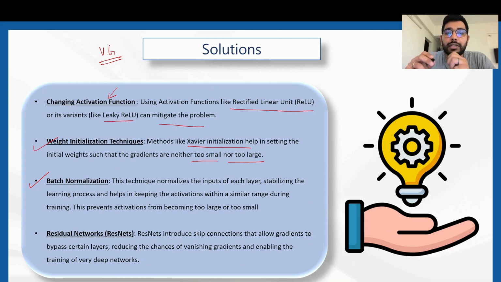Coming to the fourth solution of vanishing gradient problem, that is introducing ResNets or residual networks, which works when we have very deep neural networks, that is networks having a large number of layers in them. So ResNet introduces skip connections that allow gradients to bypass certain layers.